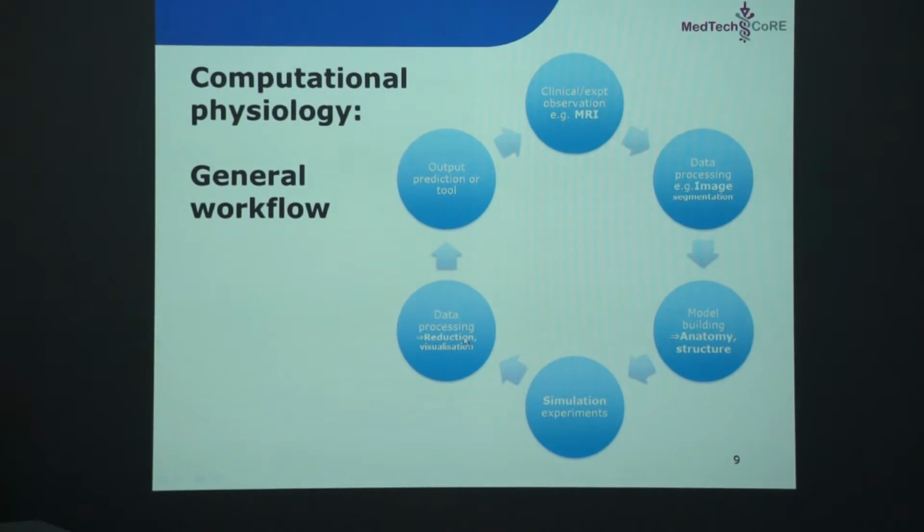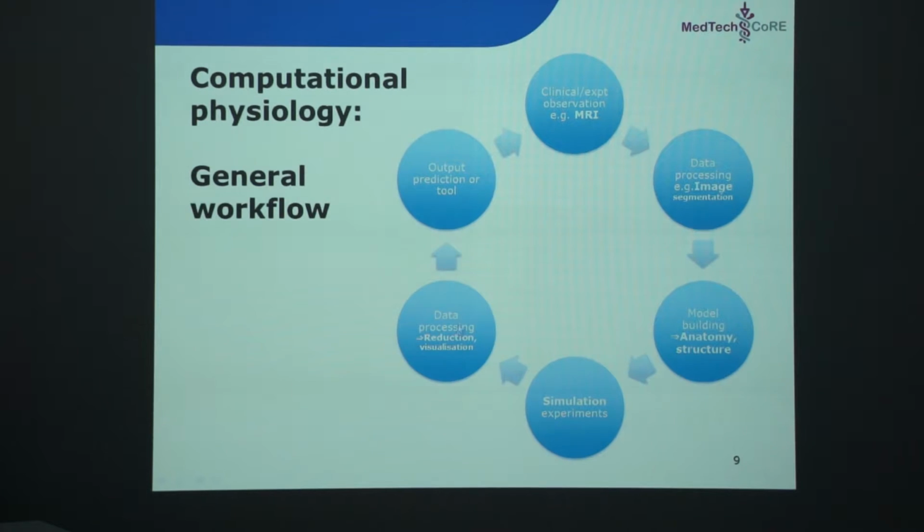From those simulation experiments, we will then do some sort of reduction operation to pull out the information of interest. So typically these experiments will generate screes and screes of data. We're not interested in looking at all of those numbers. We want to extract some sort of important information from that which is useful to us in terms of understanding, say, the mechanistic function or the disease processes that are taking place.